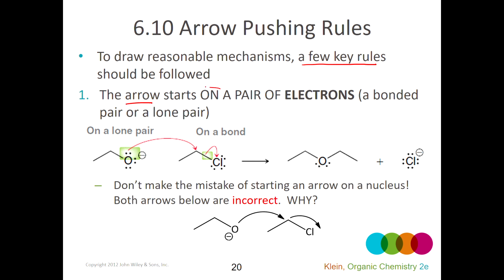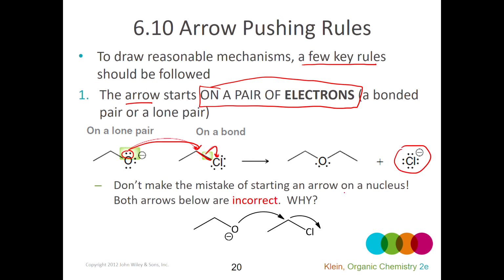So it always has to start on a pair of electrons. Either it starts on a lone pair or it starts on a bond pair. Here this arrow is showing a new bond forming. Here this arrow is showing the bond breaking and the loss of the leaving group, keeping those electrons, taking them with it.